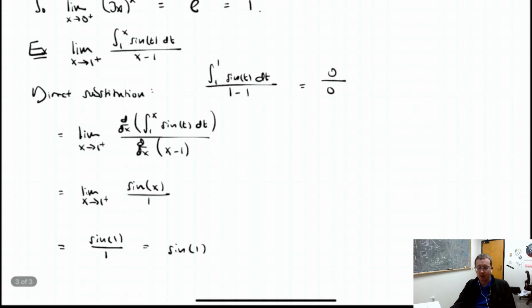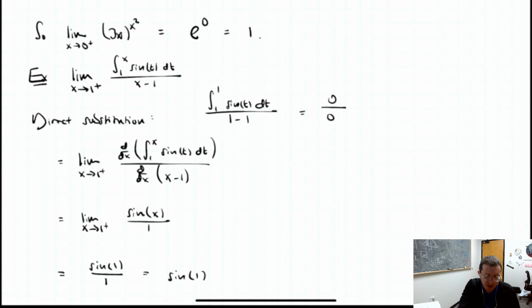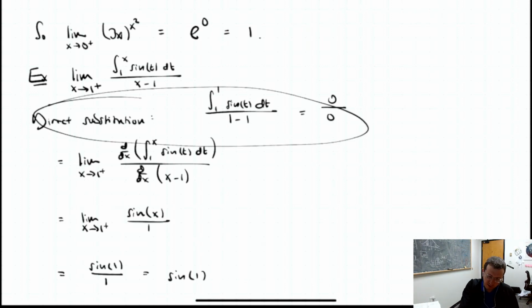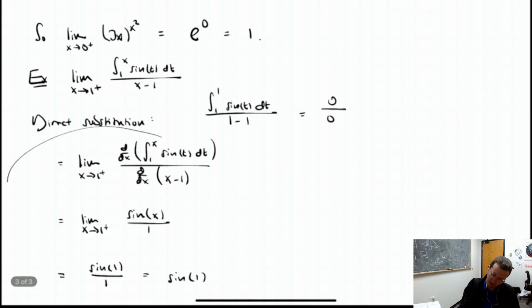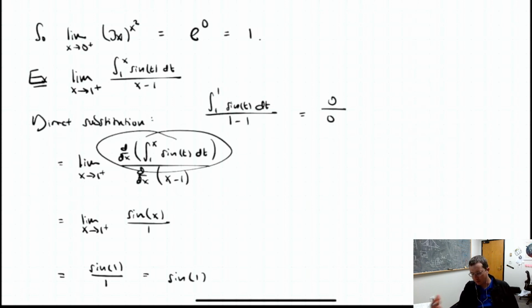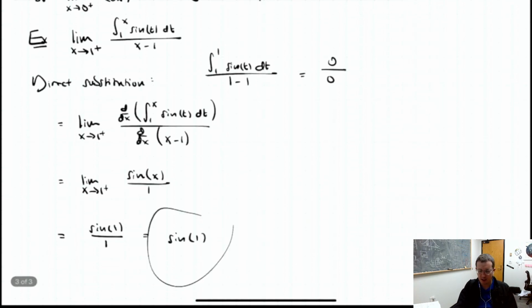So it looked scary. It had a limit and an integral, but if we just keep our cool, try our strategy of direct substitution, we'll pretty quickly see that it's a 0 over 0. So we use L'Hopital's rule. I need to take the derivative of an integral. That's the fundamental theorem of calculus. And there we go, sine of 1.